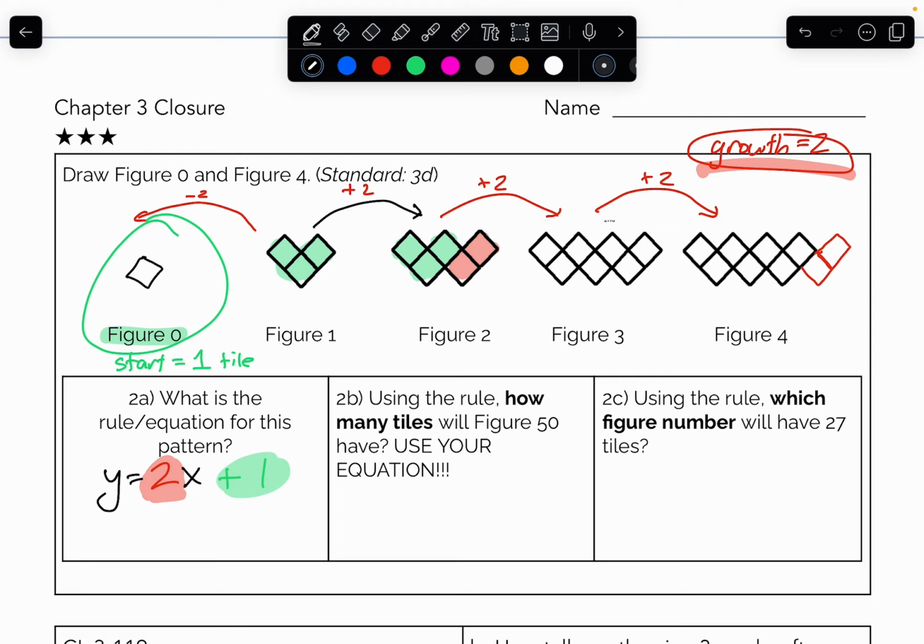Okay, I'm going to try to up the pace, but still try to learn something from this part. If you haven't learned anything so far, this is where problems do become a little bit unfamiliar. So it says for letter 2B, you can do this one. Letter 2C is a little more difficult, but it says using the rule that we just came up with, 2x plus 1, how many tiles will figure 50 have? So x is just the figure number. If I put in 50 for x and add 1, I will get 101 tiles.